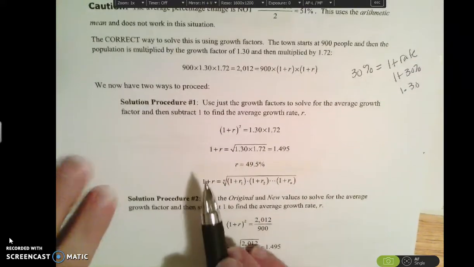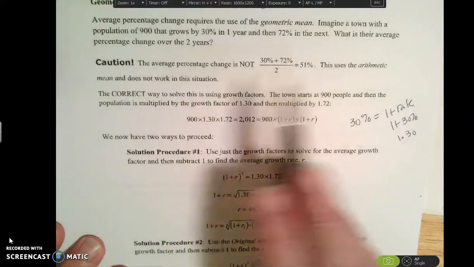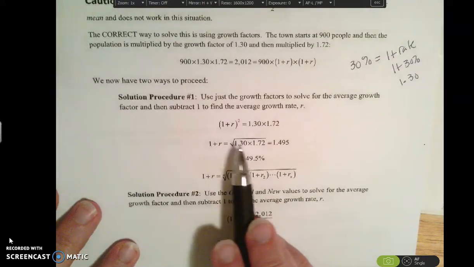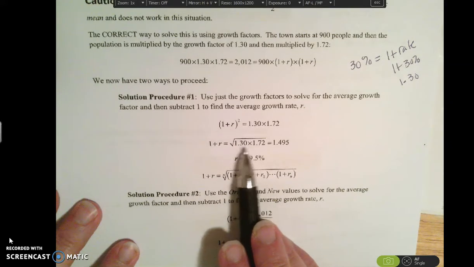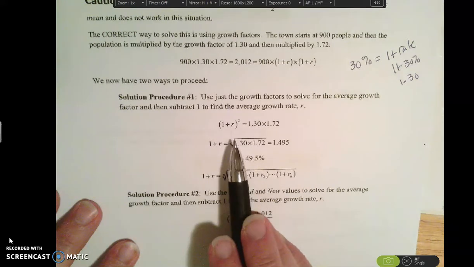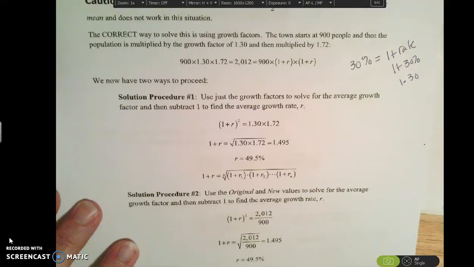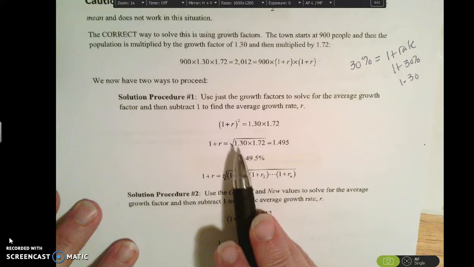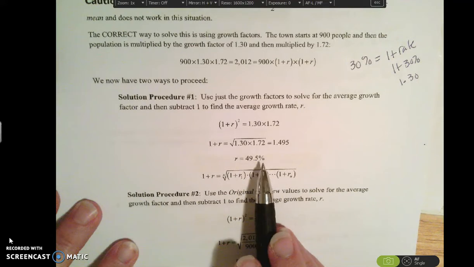So we have two options for how we can proceed from here. Remember, the question is asking what's the average percentage change over the 2 years. Option number 1 is I can take the two growth factors, 1.30 and 1.72, multiply them together and take the square root, since it was 2 years. If it was 3 years, I would take the cube root. In 4 years, the fourth root. I multiply those two numbers together, take the square root on my calculator, and I get 1.495, which is 49.5%.